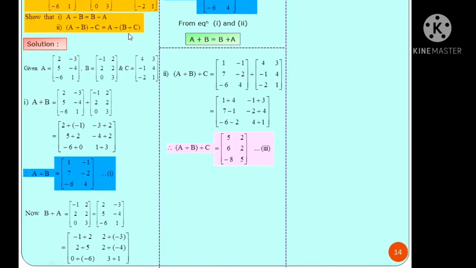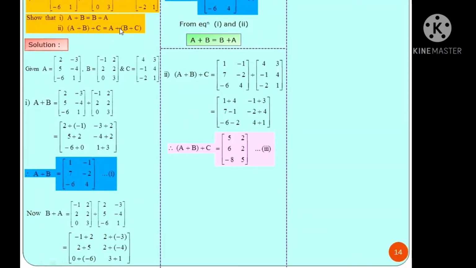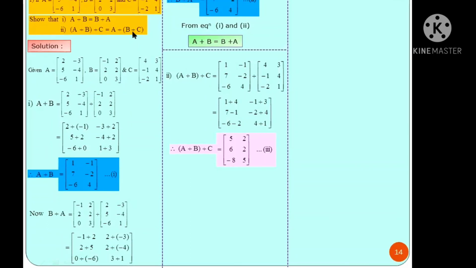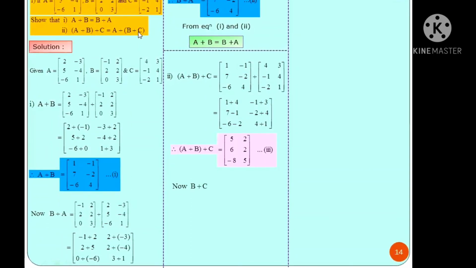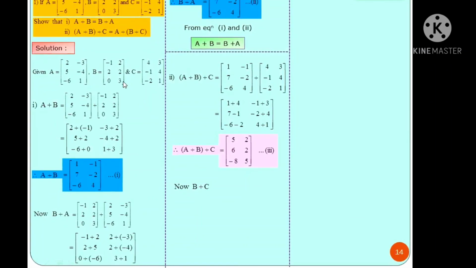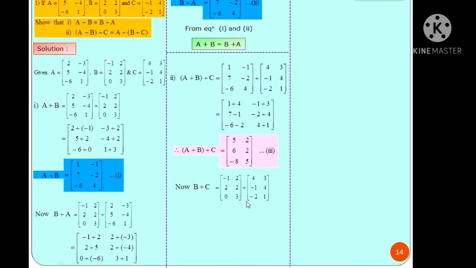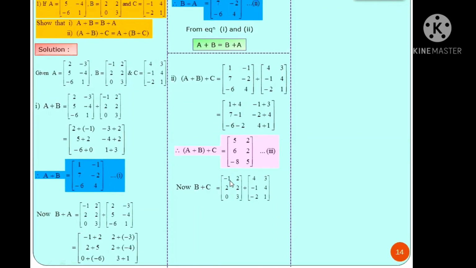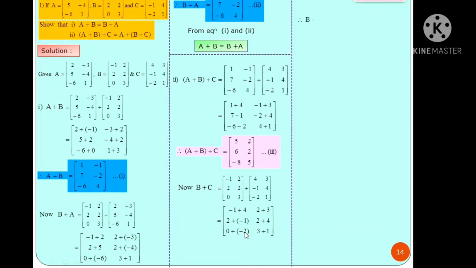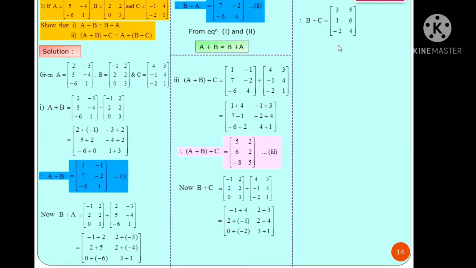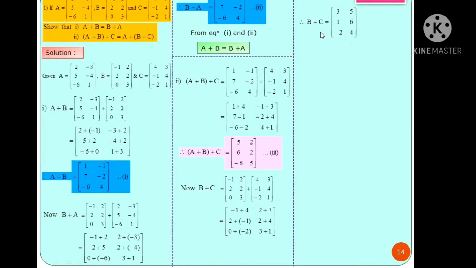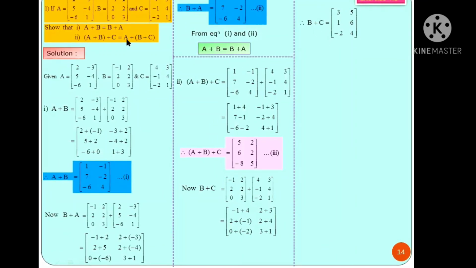Now for the right hand side, we have to calculate A plus (B plus C) with B plus C in the bracket. First we need to find the B plus C matrix. Applying the step. Now B plus C. Matrix B is here. C is here. B plus C matrix addition. Element wise addition for elements. Addition is obtained 3, 1 minus 2, 5, 6, 4. Now this B plus C matrix is added with matrix A.